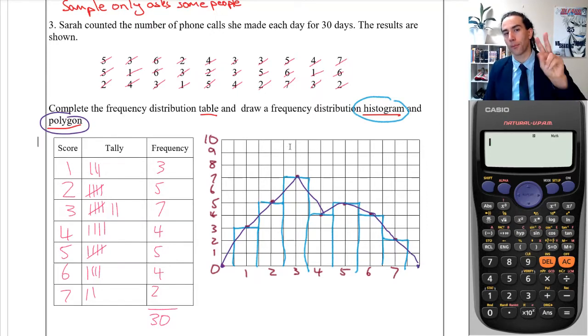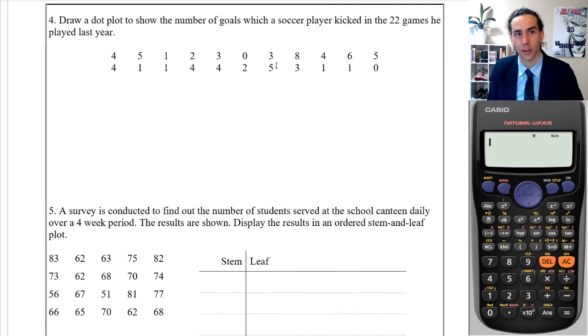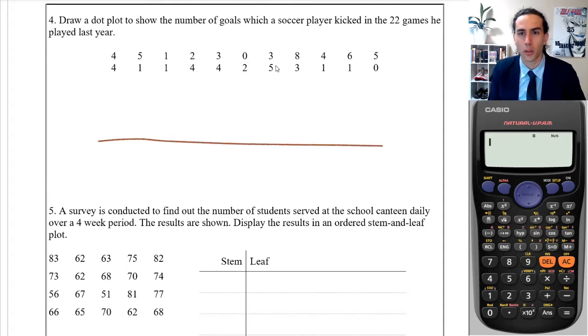Scrolling down. Dot plot. Oh, so much easier. Why didn't they do dot plots first? Dot plot. Use a ruler. So we go from 0 up to 8. By the way, this set of data is just ridiculous. Ridiculous. I got to evenly space this.